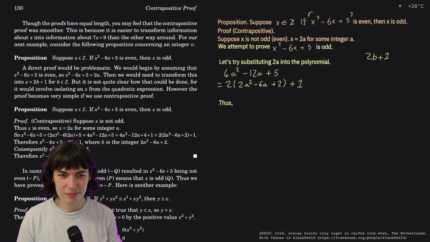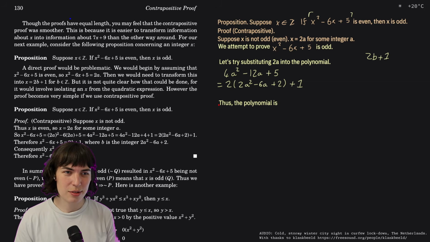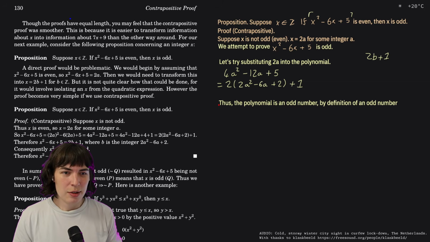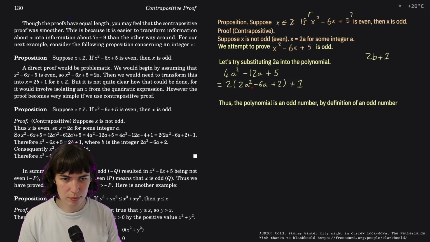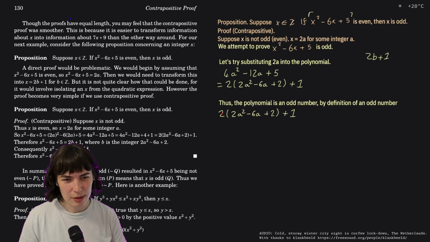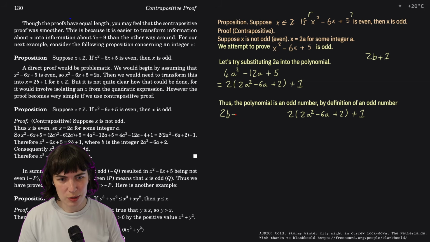Thus, the polynomial is an odd number by definition of an odd number. Something equals something something. Oh yeah, I forget how we do this again. Yeah, and then we... oh yeah, no, I get it. Yeah, then it's 2b plus 1.